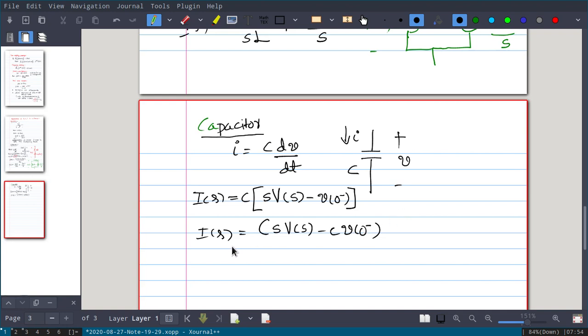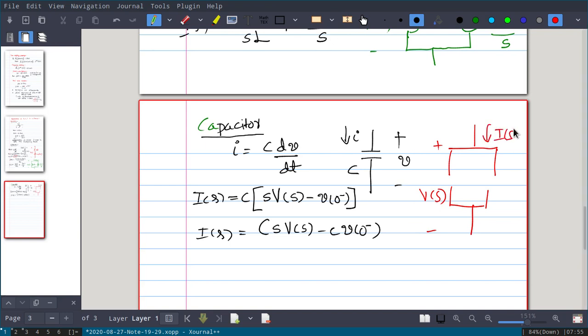Now, this is nothing but a current expression, so you can consider it as a KCL expression. You draw the equivalent circuit for this. You have two branches, and voltage across them is V of S, and current flowing through is I of S. In one branch the current is C S into V of S, where C S is the admittance, the reciprocal of impedance, into V of S. That is the current you are getting.